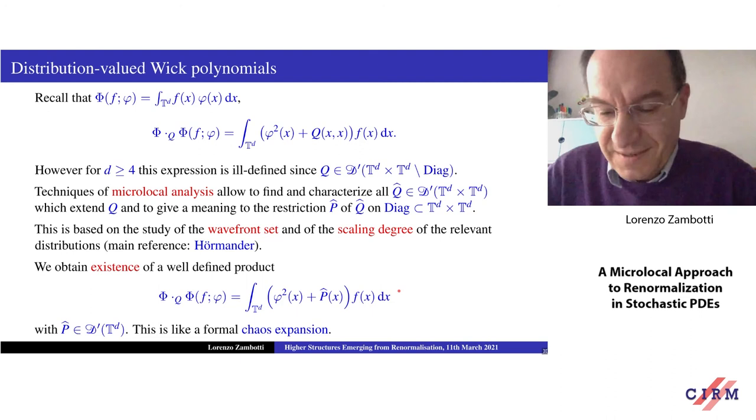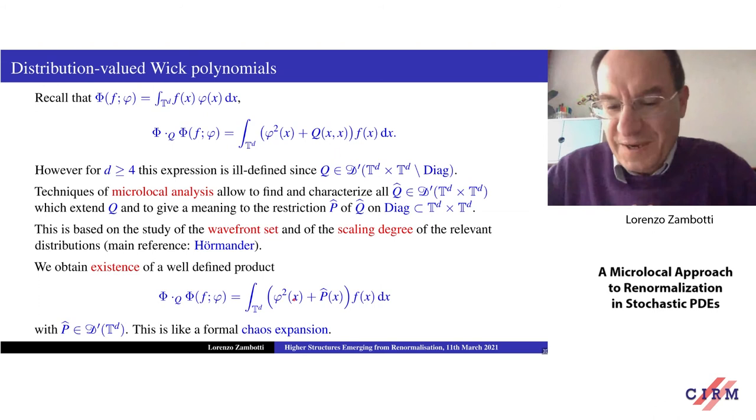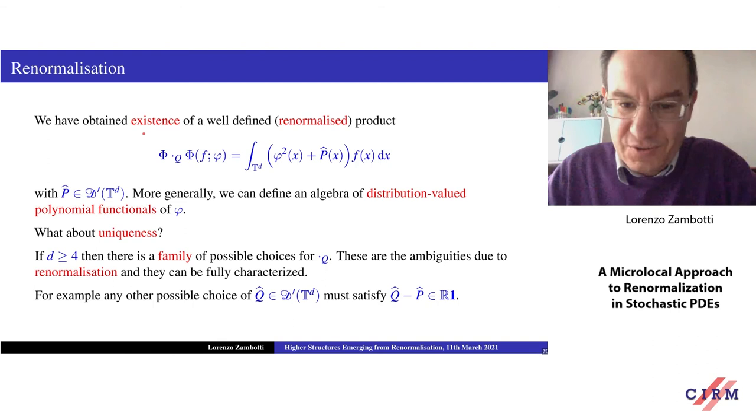in an L2 space, but it's formal in the sense that this is not random. The Hermite polynomial of order two, which should appear here, is replaced just by a deterministic functional, which represents, in a sense, this Hermite polynomial. And what is really relevant is this coefficient here. So again, this will not be unique. So there will be a family of such products, and one can characterize all the possible ones. Exactly, this is what I wrote here. So we have obtained existence of a well-defined renormalized product.